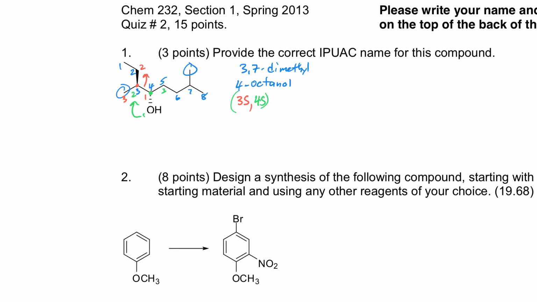And that's it, I believe. There are only those two dimethyl groups, so 3,7-dimethyl-4-octanol, or octan-4-ol if you want to. I don't care either way.